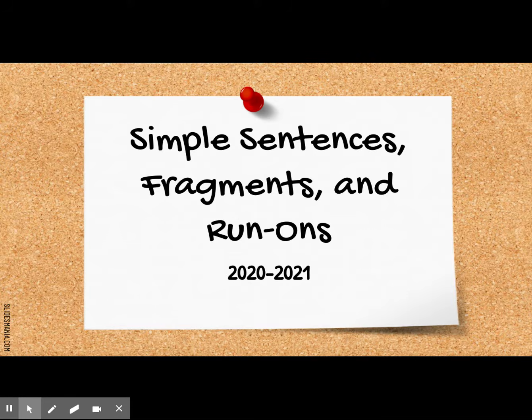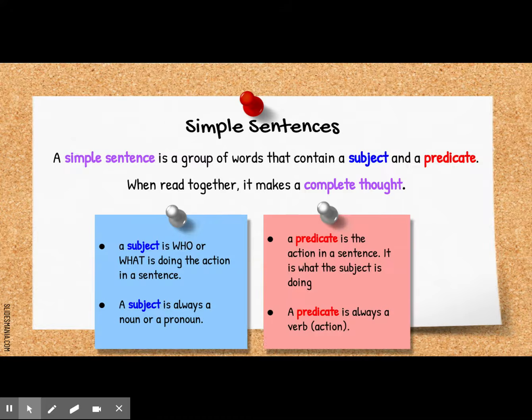Simple sentences, fragments, and run-ons. A simple sentence is a group of words that contain a subject and a predicate. When read together, it makes a complete thought. A subject is who or what is doing the action in a sentence.